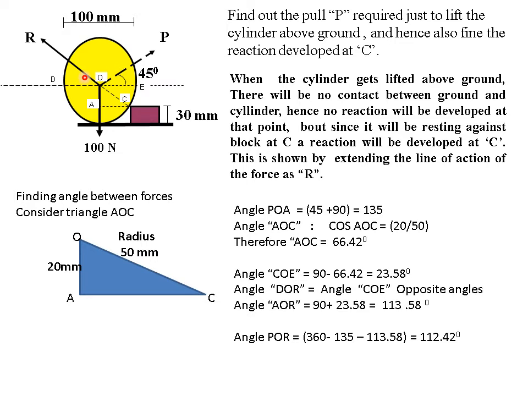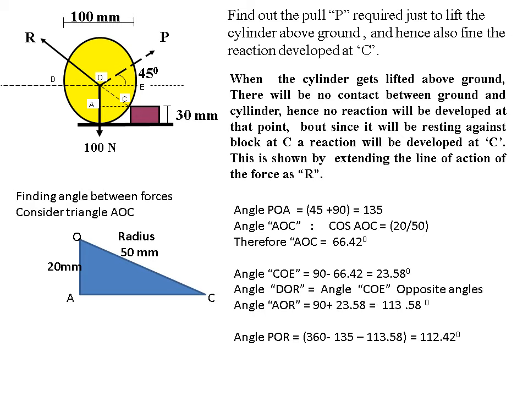So that angle COE, which is nothing but DOR, will be 23.58 degrees. Accordingly, angle AOR will be 90 plus this 23.58, which comes out to be 113.58. The remaining angle will be 360 minus the sum of the other two angles. It comes out to be 112, because the total sum of the angles in a circle must be 360 degrees. I know this angle and this angle, so I have to find the remaining angle: 360 minus the sum of these two.